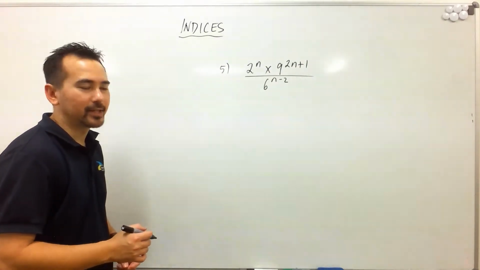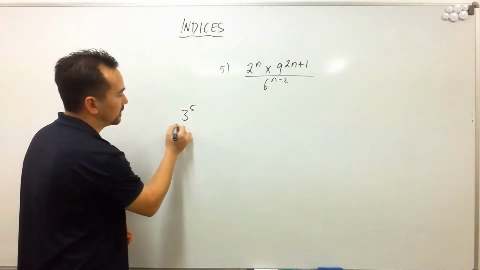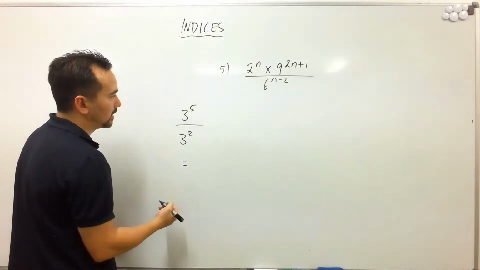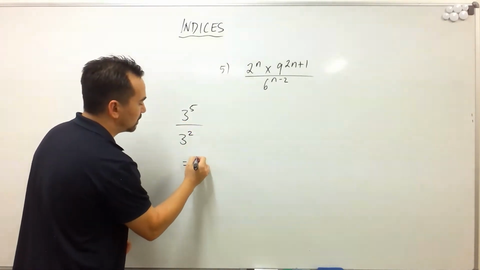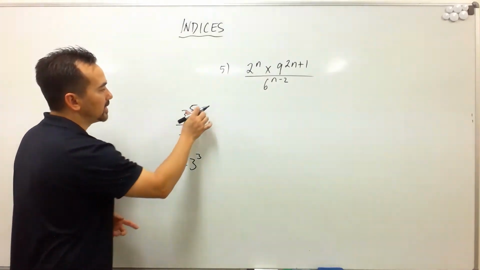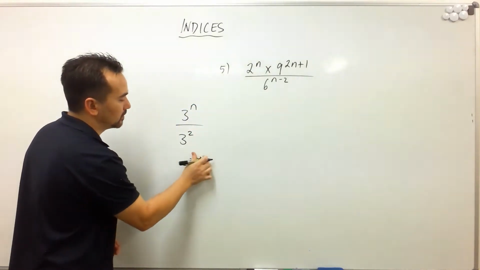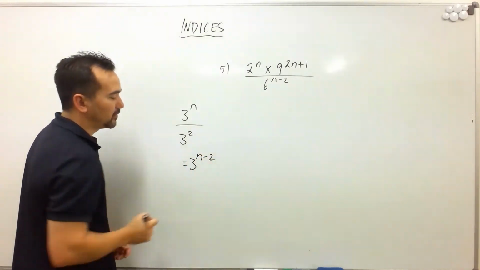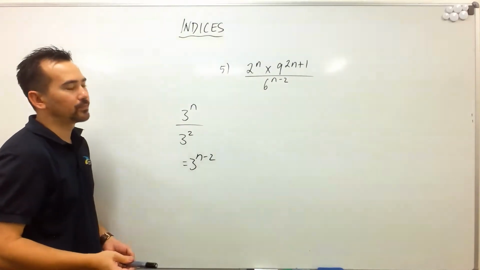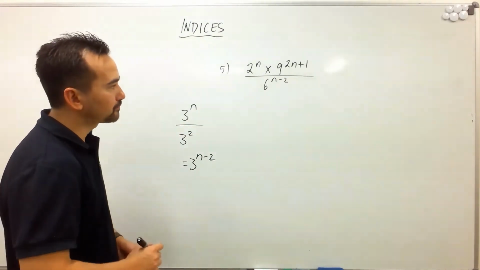Let's have a go at a fairly complex question. If I said to you I had 3 to the power 5 divided by 3 to the power 2, you should be able to tell me that 5 take away 2 makes a power of 3. Okay? Now, if I change this to n, n take away 2 doesn't really simplify, and so our power can be abbreviated to n take away 2. All right, let's see if we can apply this concept over here.